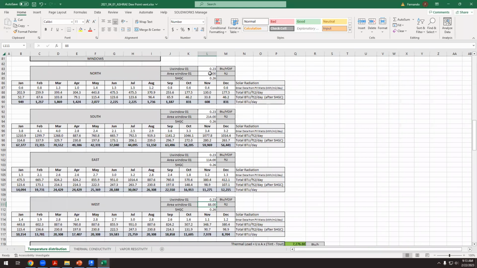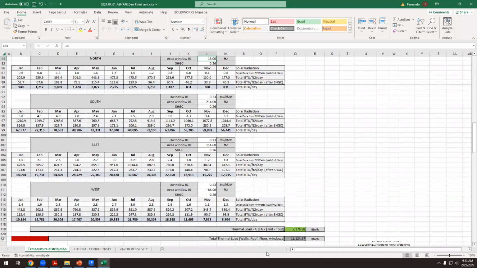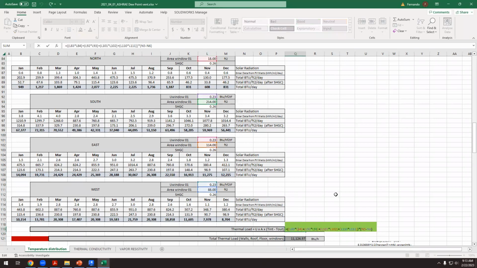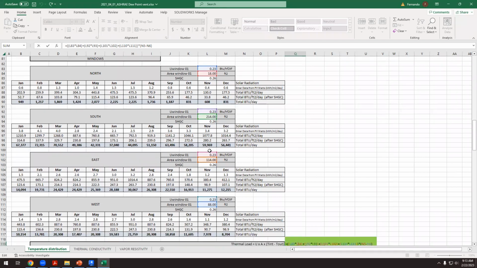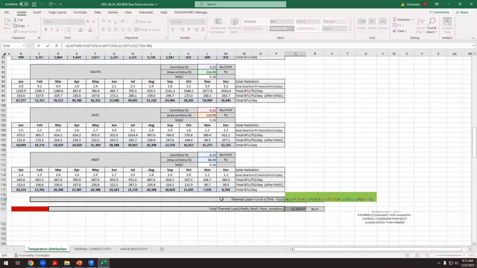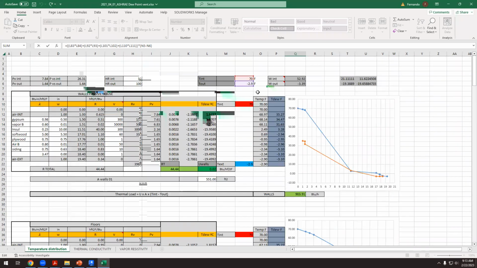But once you type here the area of the windows in different elevations, this value, the thermal load, is always this formula. Okay, so it's U value of the window times the area plus U value of the window in the south times the area of southern windows, east, west, and times indoor minus outdoor. Okay, so that's why the first thing you have to do in this Excel file is to type here indoor temperature minus outdoor temperature.